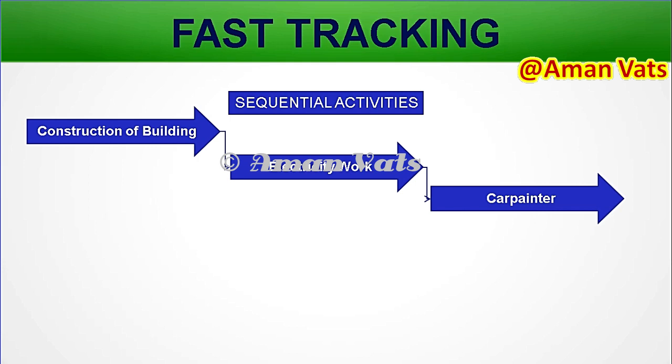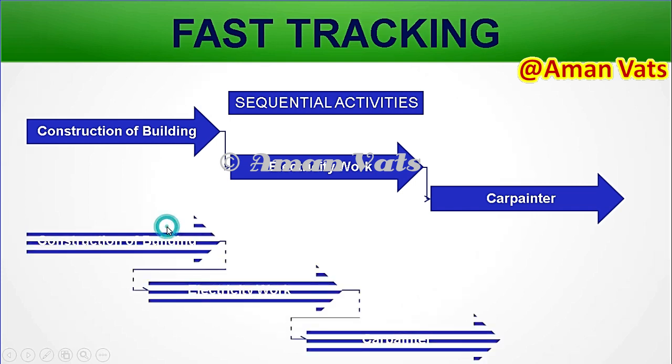So, guys, for example, in construction of a building, you are going to do electrical work, then you are going to do carpentry work. So these are sequential activities, and they have dependency as well. When you have construction of a building, you construct the building, then you start electrical work, and then you start carpentry work. This is your actual plan which you have planned and submitted to the customer. So these are sequential activities.